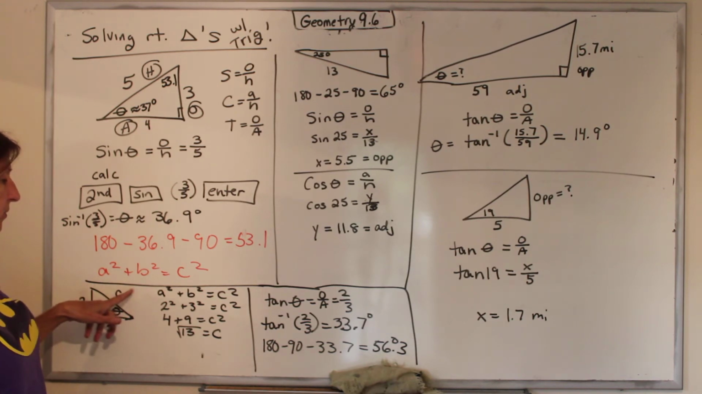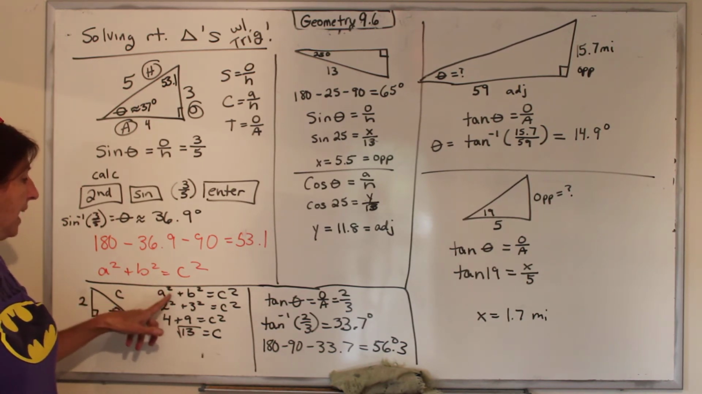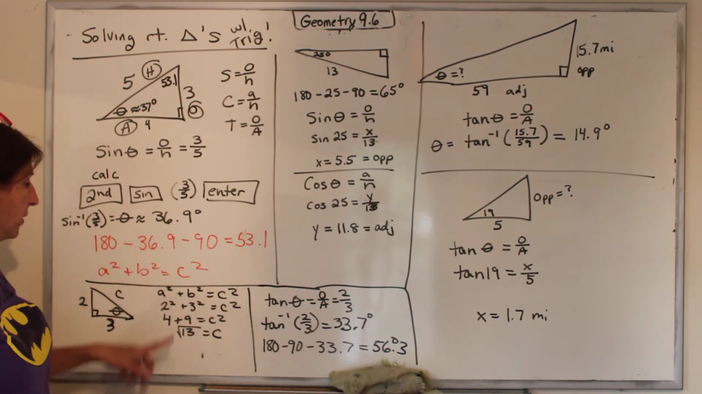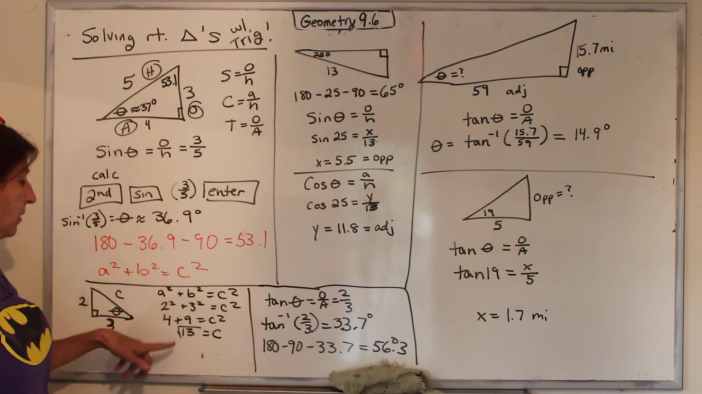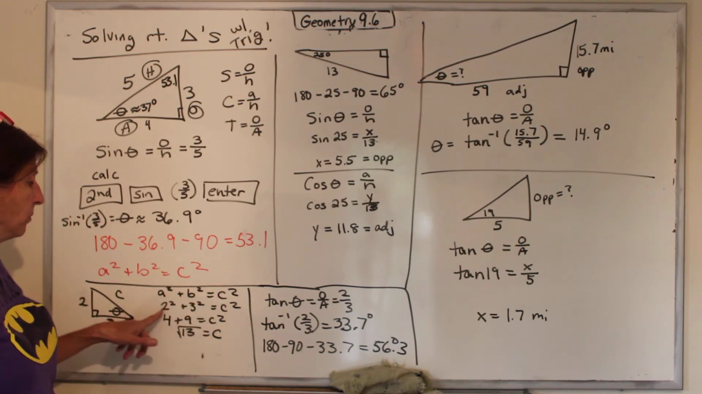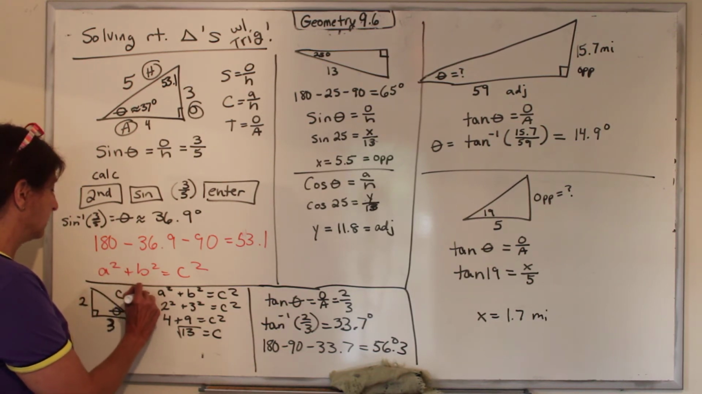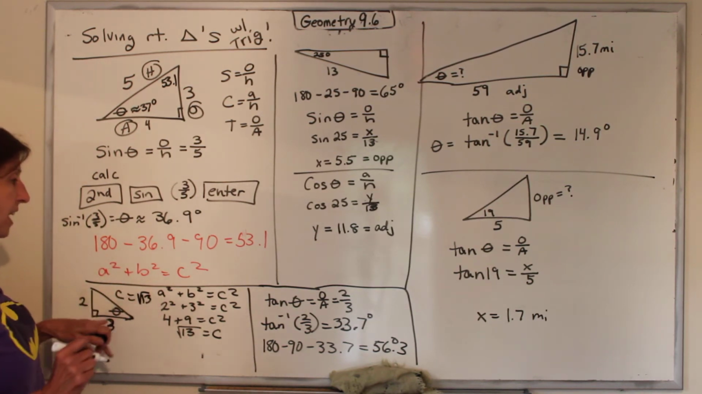Well, what we're going to do first is the Pythagorean theorem. A squared plus b squared is c squared. 2 squared plus 3 squared is c squared. 4 plus 9 is c squared. So take the square root of both sides, and c is the square root of 13. So we've done that. Now we need to know theta.